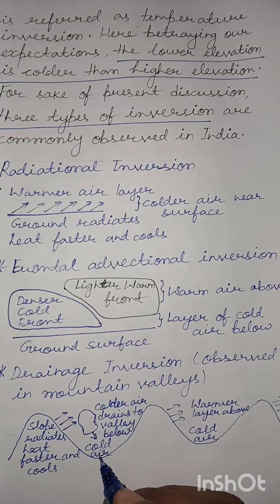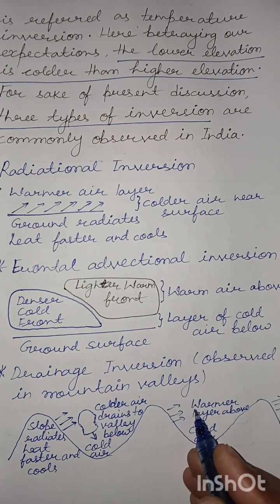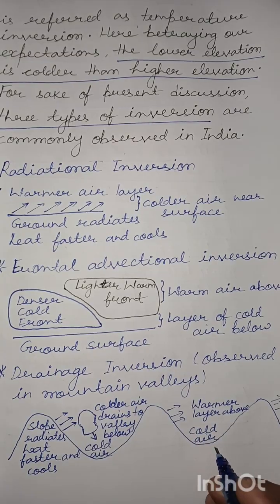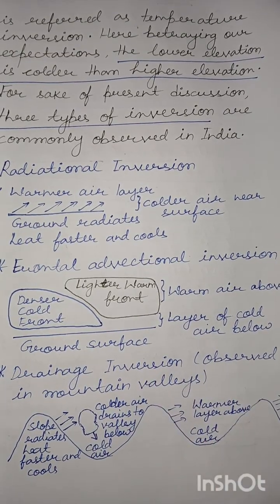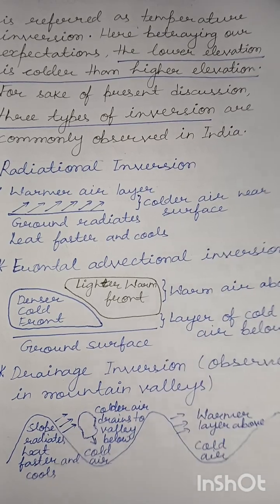That is why there is cold air on the valley floor, while there is still a warmer layer above this cold air. This is what inversion is all about. Here we have seen that drainage inversion is observed in the mountain valleys mostly during the winters.